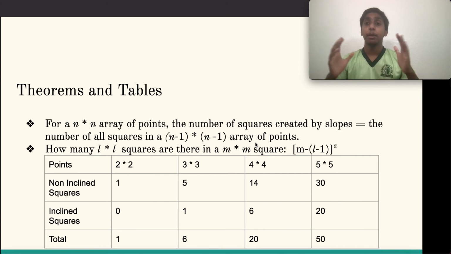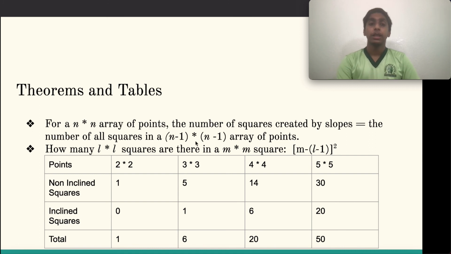So if I'm given this array of points with n times n, like 5 times 5, that's our number of columns and number of rows. The number of squares created by slopes means the slope is going to be an inclined square. So the number of inclined squares that I can create is going to be the same as the number of squares in an (n minus 1) times (n minus 1) array of points.